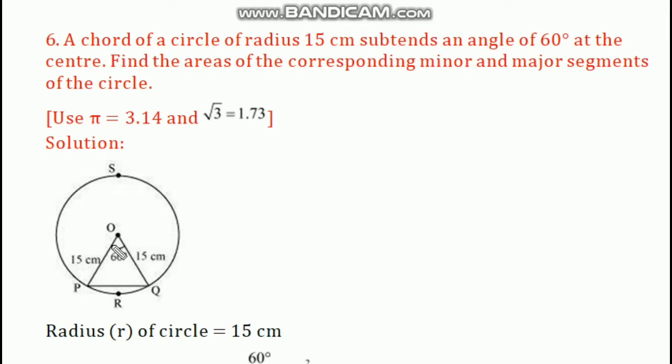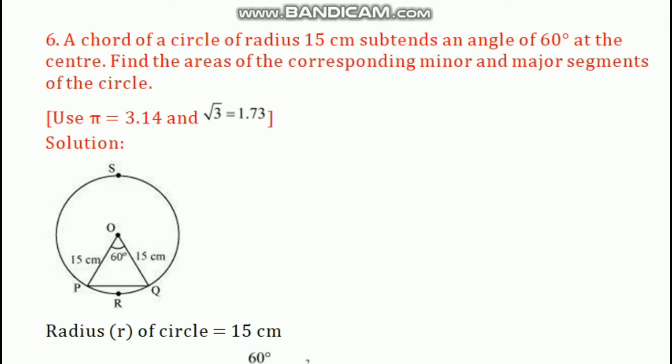Thereafter we need to find out the area of the triangle. Then subtract the area of the triangle from the area of sector OPRQ. Then we can find out the minor segment. Then how to find out the major segment? That is very easy. First find out the area of the whole circle, then subtract the area of this minor segment. Then you will get the area of the major segment.